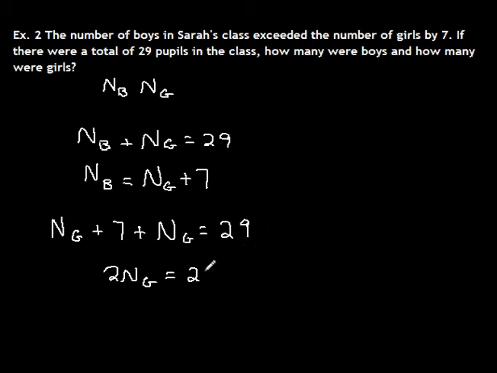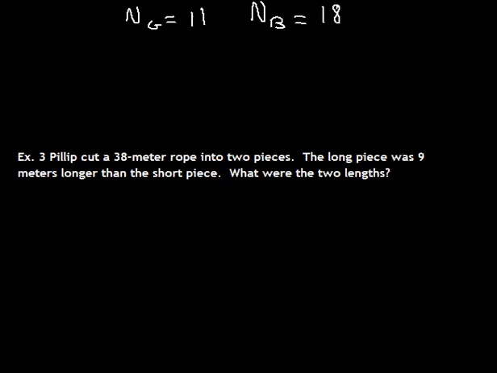Okay, it's 22. Number of girls is 11. And so the number of boys would be 7 plus 11, which is, now I'm really losing my mind, 18. And so that's all you have to do. I don't even think they do substitution in the problems in the book. I'll have to see how they do them.